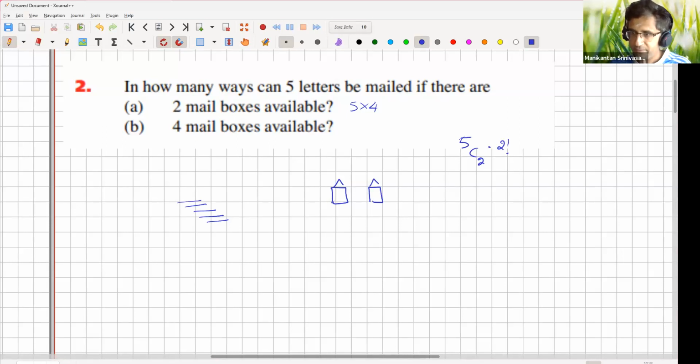Yeah, Keshav. I was just thinking, logically, one mail can go to one box or the other box. So it's just 2 power 5. Excellent. Yes, 2 power 5. Moksh, is that what you also got? Okay. Yes. Why is it 2 power 5?